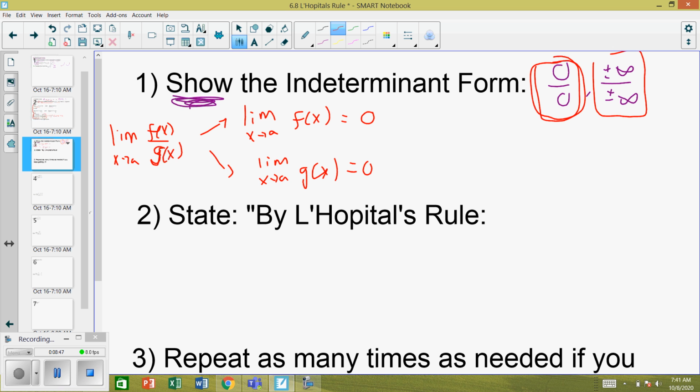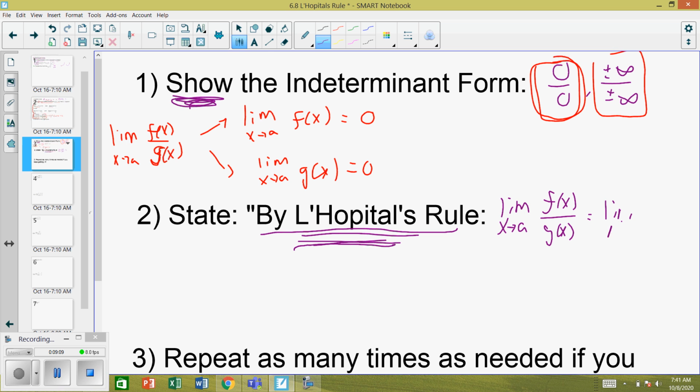So then the next step is you say, then by L'Hopital's rule. You have to state the name and you have to write the rule out. You have to say that by L'Hopital's, what I'm starting with I know is going to equal the limit as x approaches a of f prime of x divided by g prime of x. And then you solve that limit.